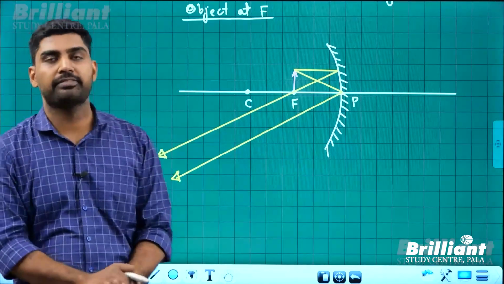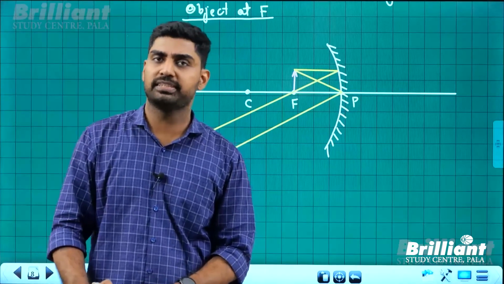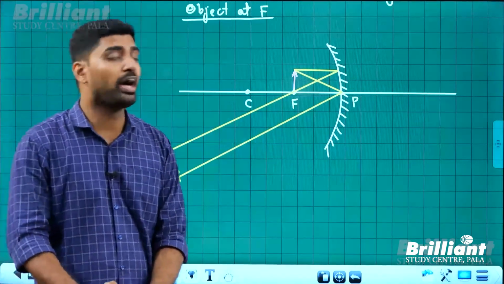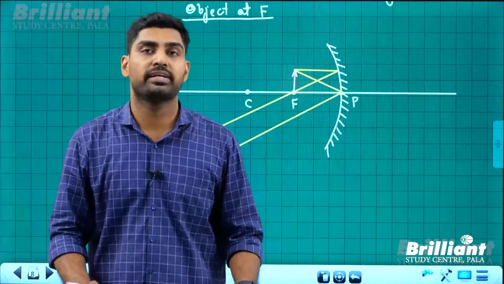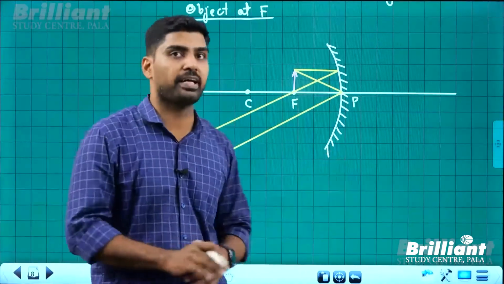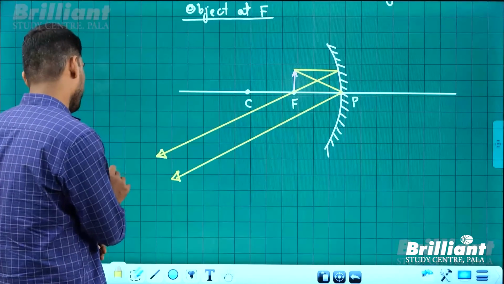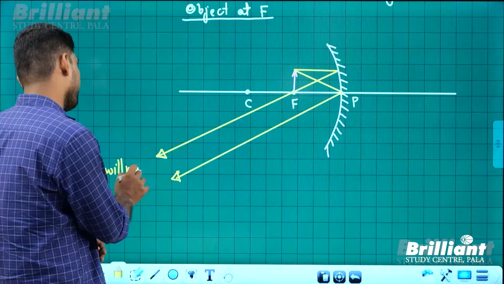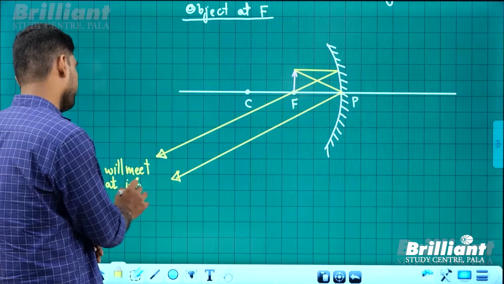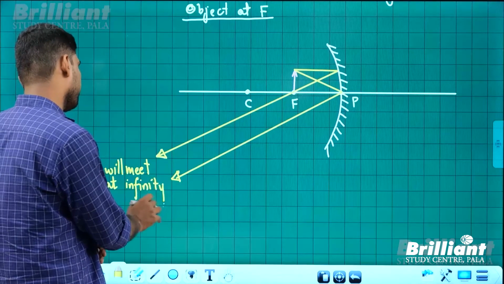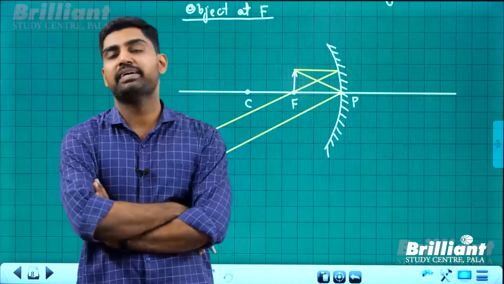These light rays are parallel to each other after reflection, and if they are parallel to each other, you have learned about the properties of parallel lines. Parallel lines will meet only at infinity. So if these light rays are parallel to each other, they are going to meet only at infinity. So we can say they will meet at infinity.